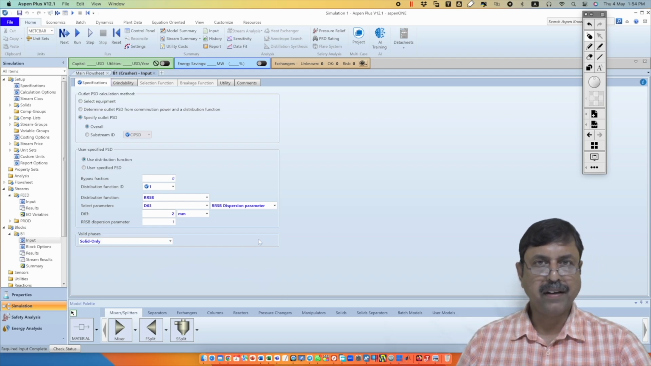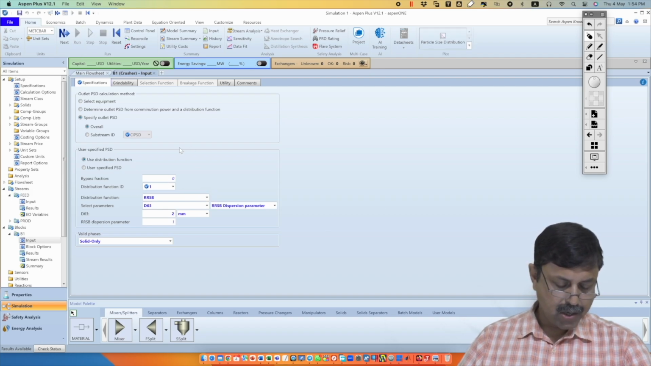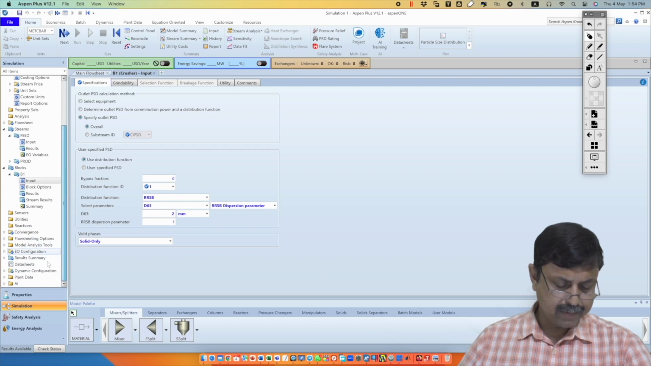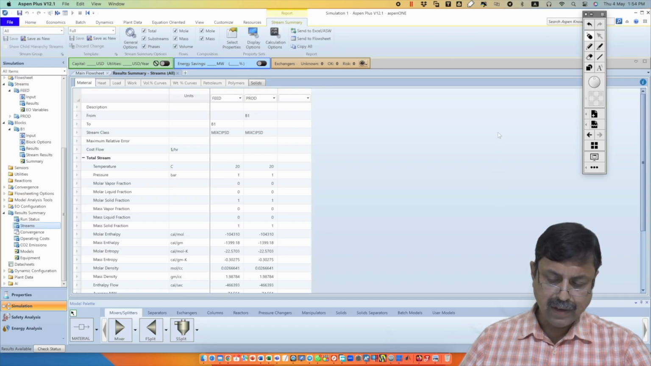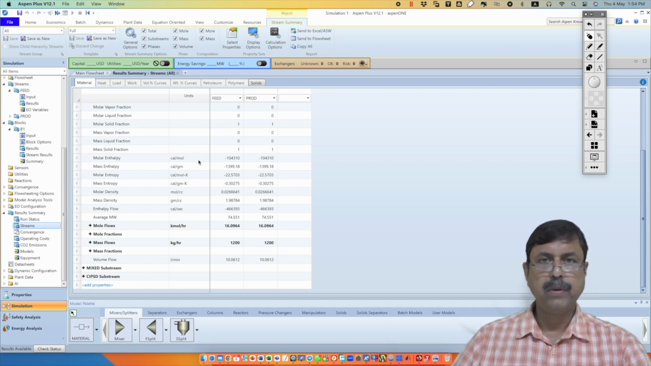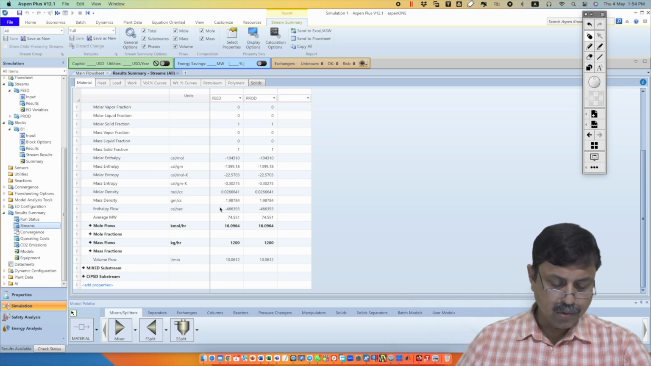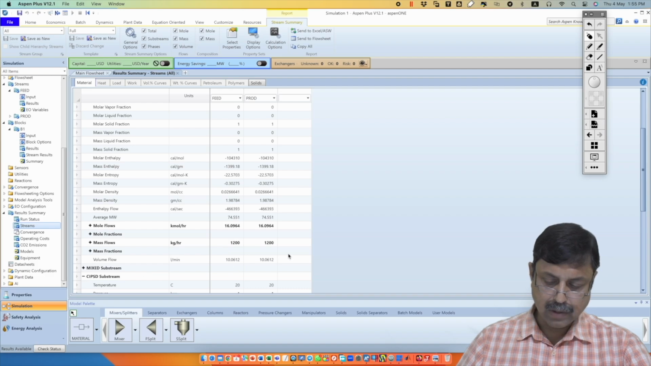Now it is all specified. You are ready to do the simulation. Simulate, run. So go to the results. This is the result streams. You have feed and product. So obviously there will be no change between feed and product because the system is not taking part in any phase equilibrium. So there is no change in molar flow rate or entropy, enthalpy, etc. They will be all same.